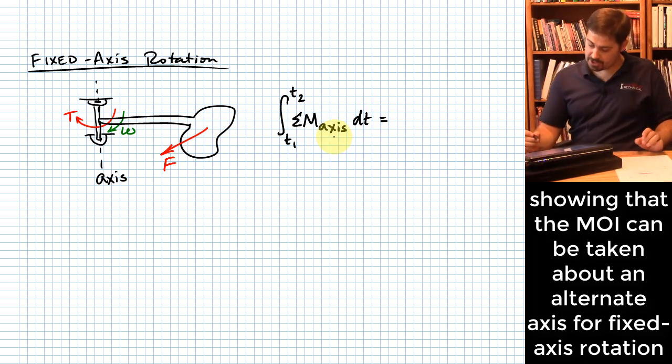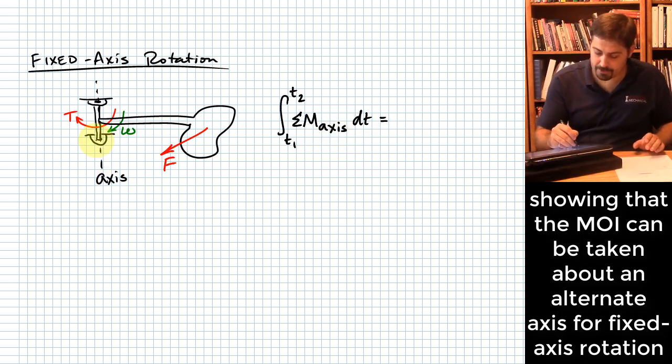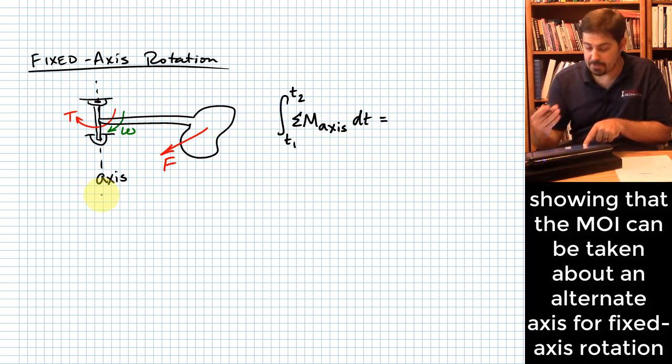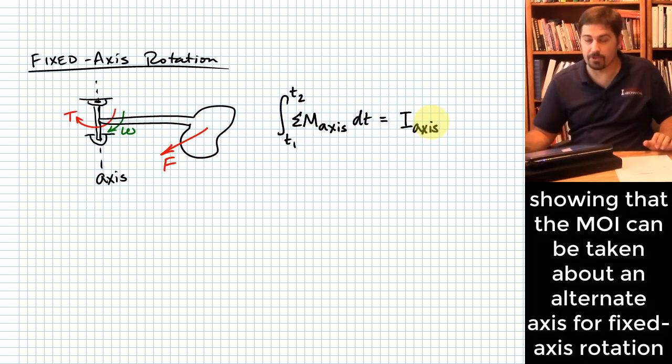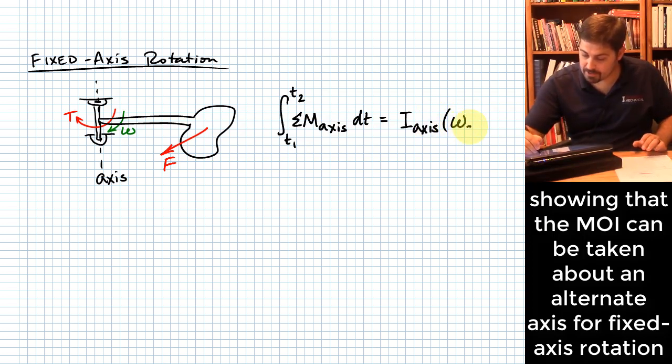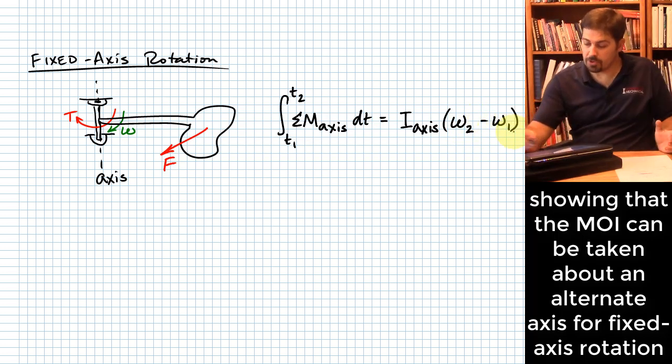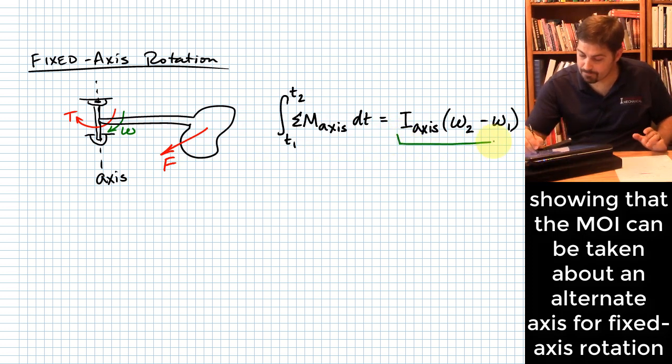On the other side, though, it can change a little bit because it is often possible for us to find a moment of inertia that is around a specific axis. And so I'm going to label that I-axis, meaning that's a moment of inertia with respect to that axis. That times the difference in your omegas gives you your change in angular momentum. Okay, and so why is this important?